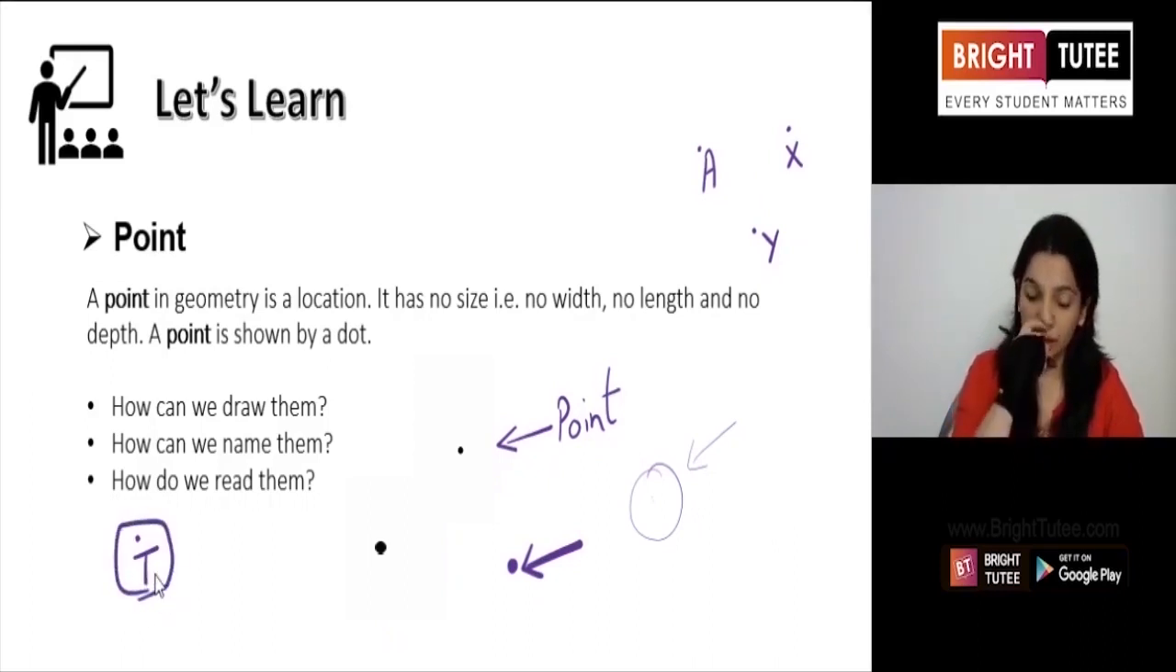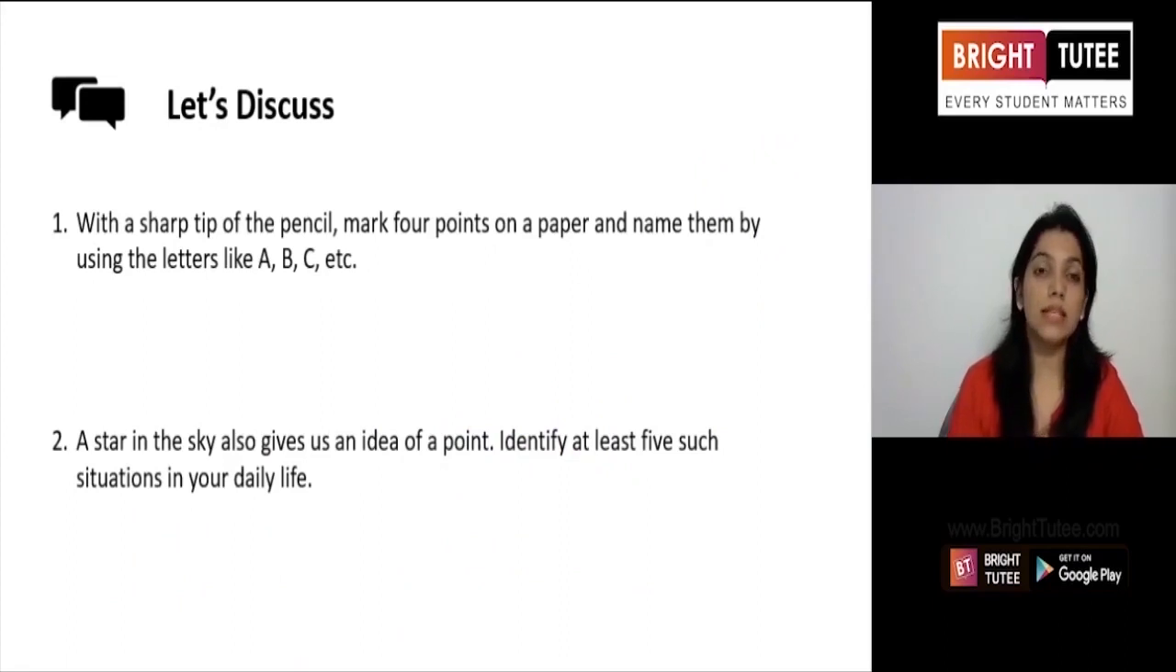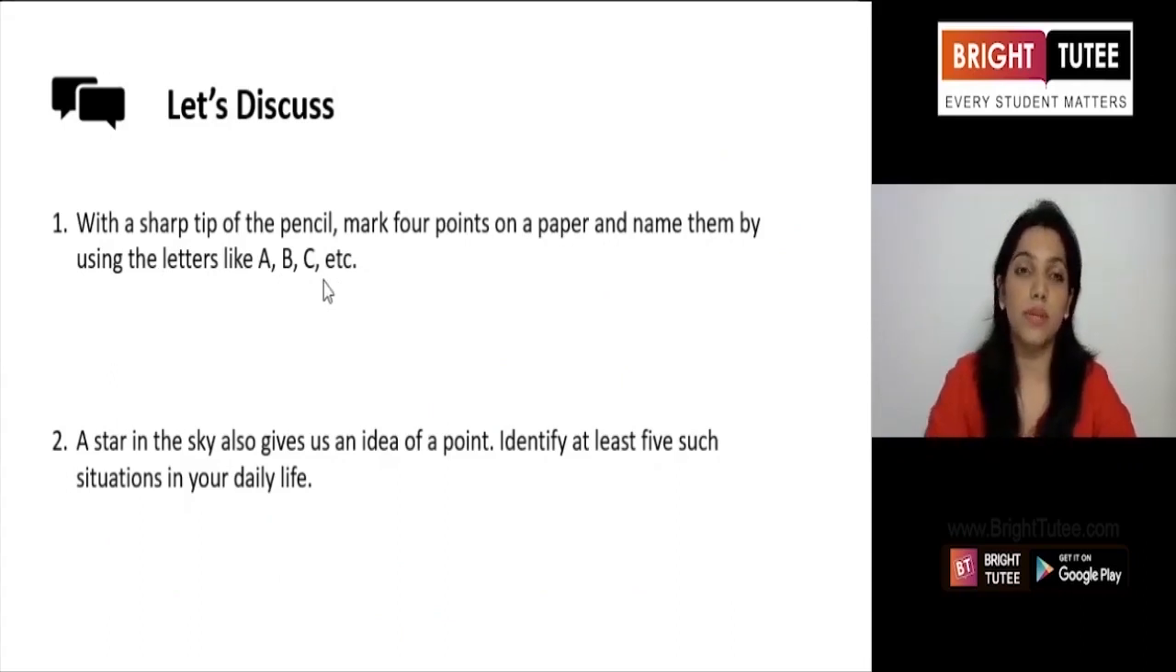Okay. Now, sometimes you can see that point is written as PT. So PT A. This is the short form of the word point. Okay. So now moving ahead, let us discuss this. Here it says, with a sharp tip of a pencil, mark 4 points on a paper and name them by using letters like A, B, C, etc. Let us try this question.